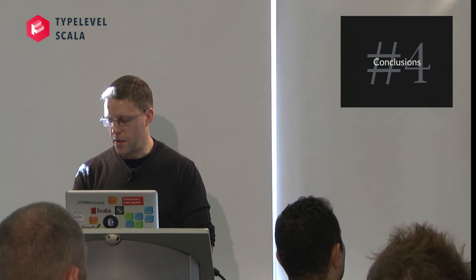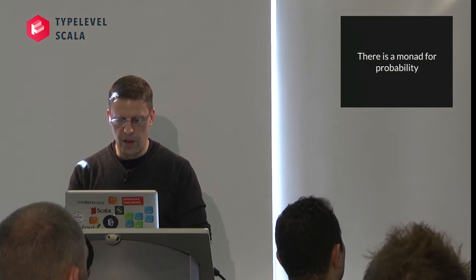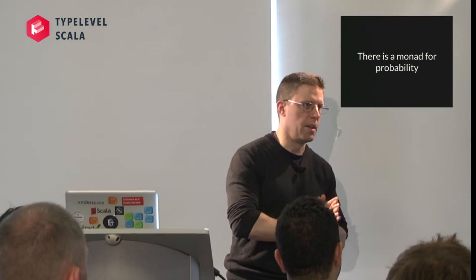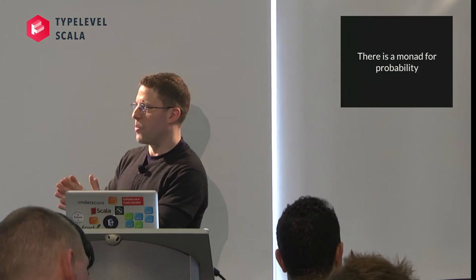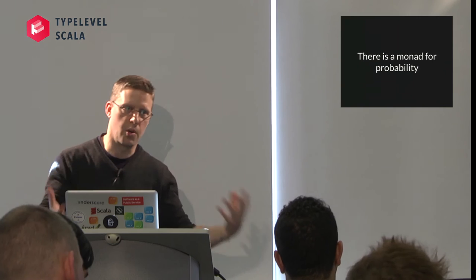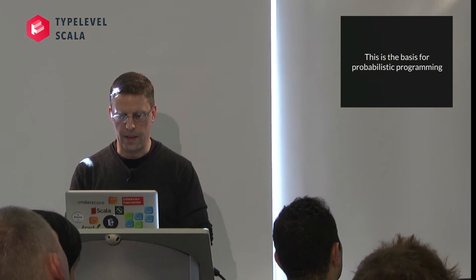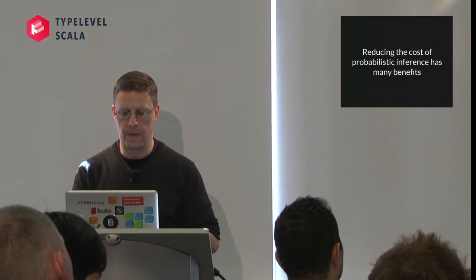Okay, so just to wrap up with a few conclusions. The number one thing I want people to take away is that there is a monad for probability. If you have nothing else from this talk, take that away from it. There's a monad for probability. You can model probability distributions as monads. And that is the big idea here, the big idea behind probabilistic programming.